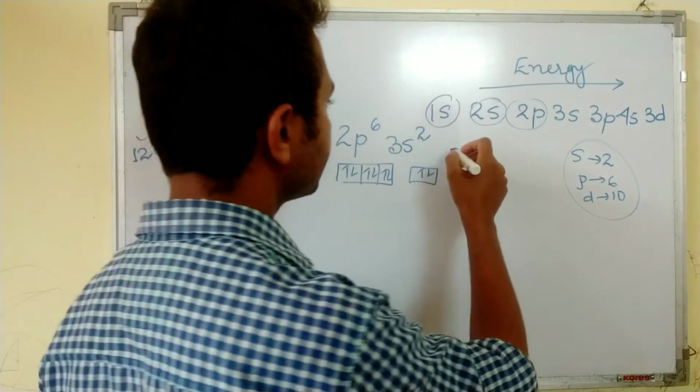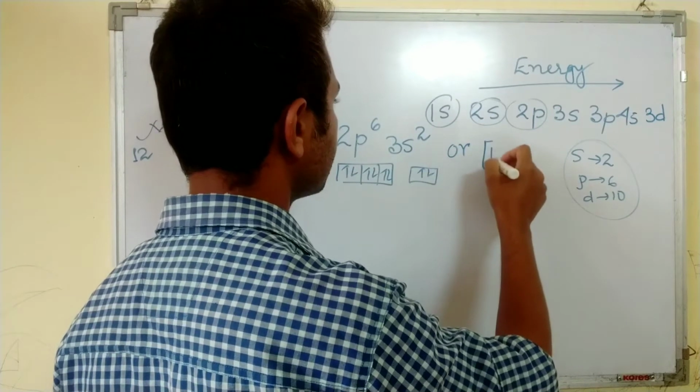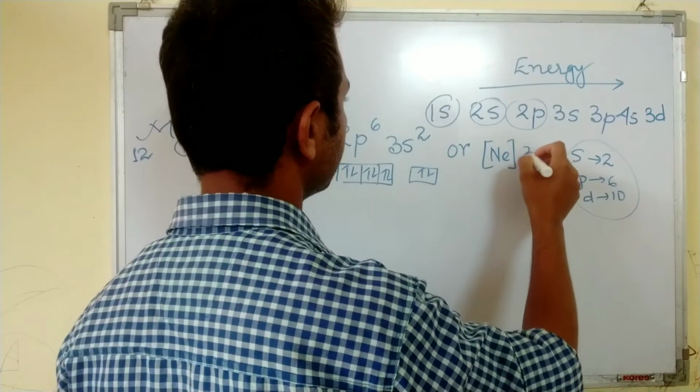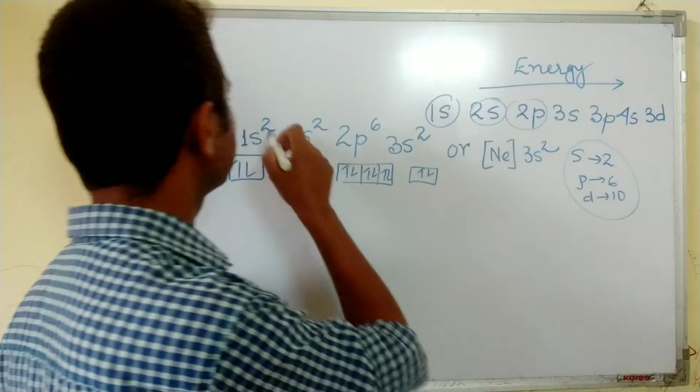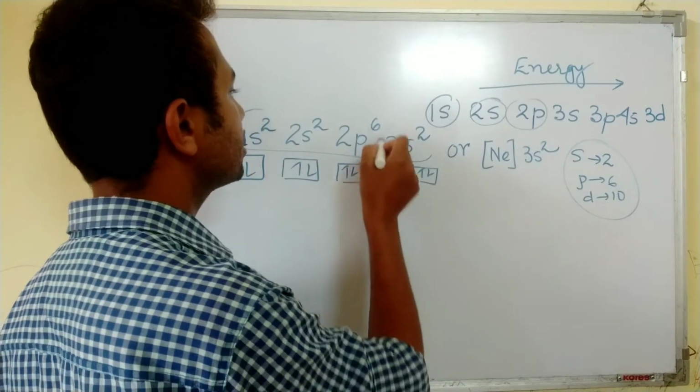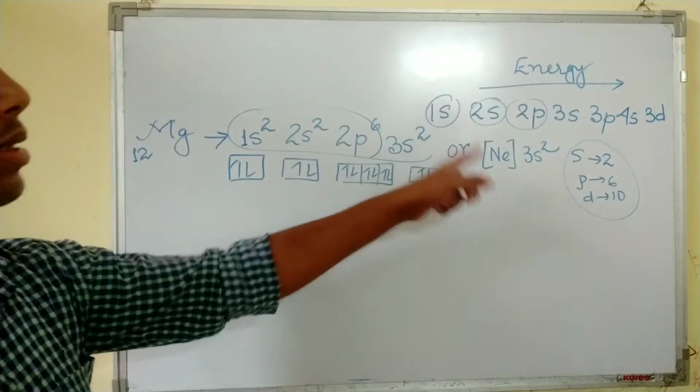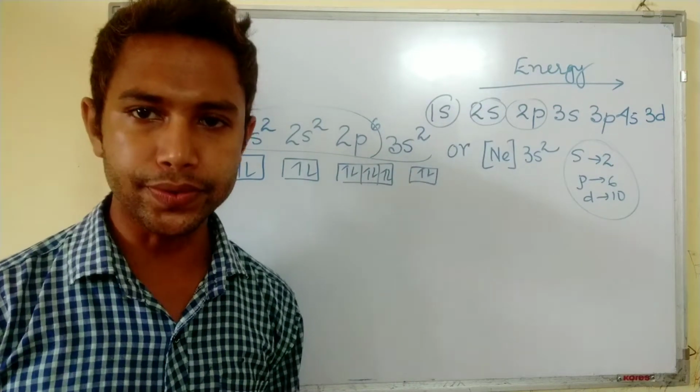Or we may write it like this: neon 3s2. After this, the electronic configuration is that of neon. So we may write this as neon 3s2.